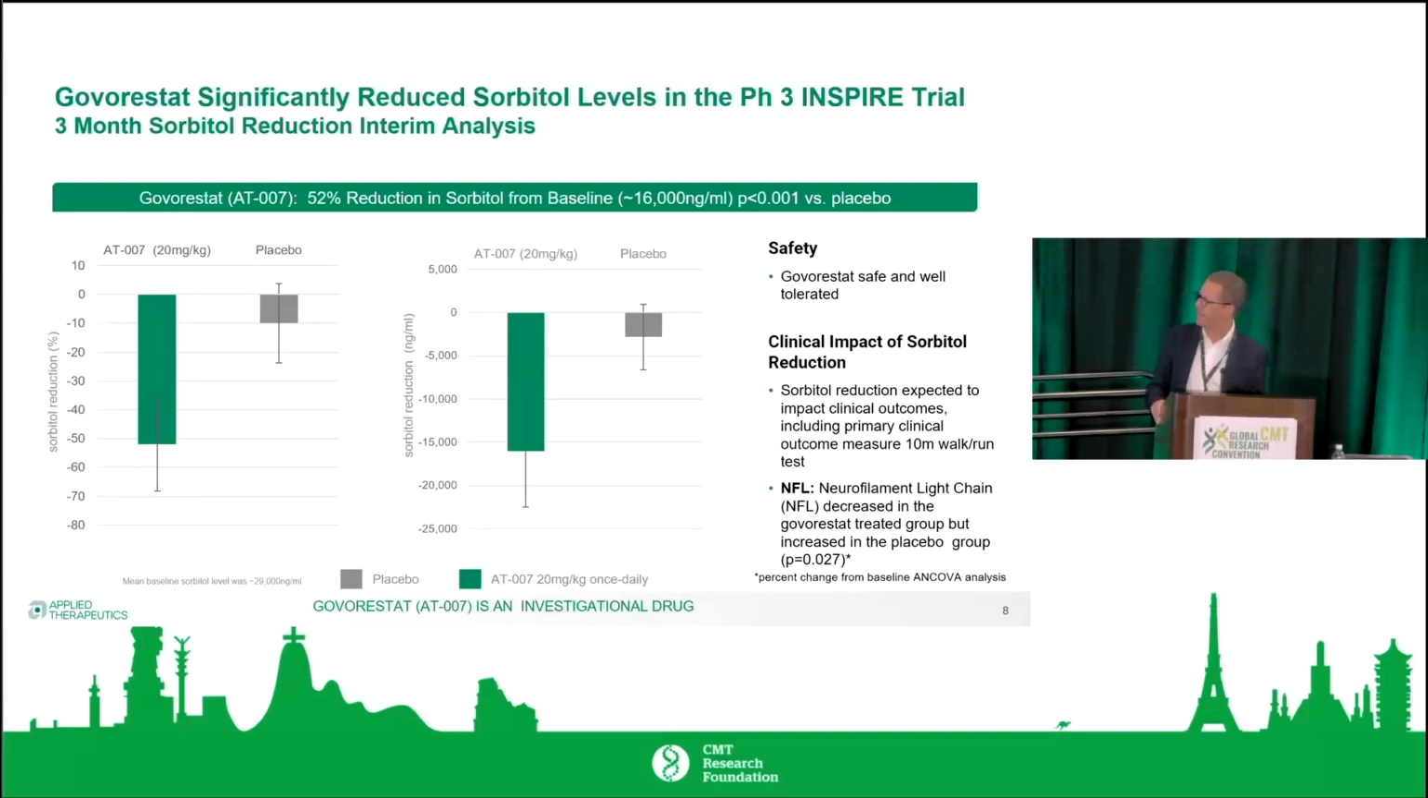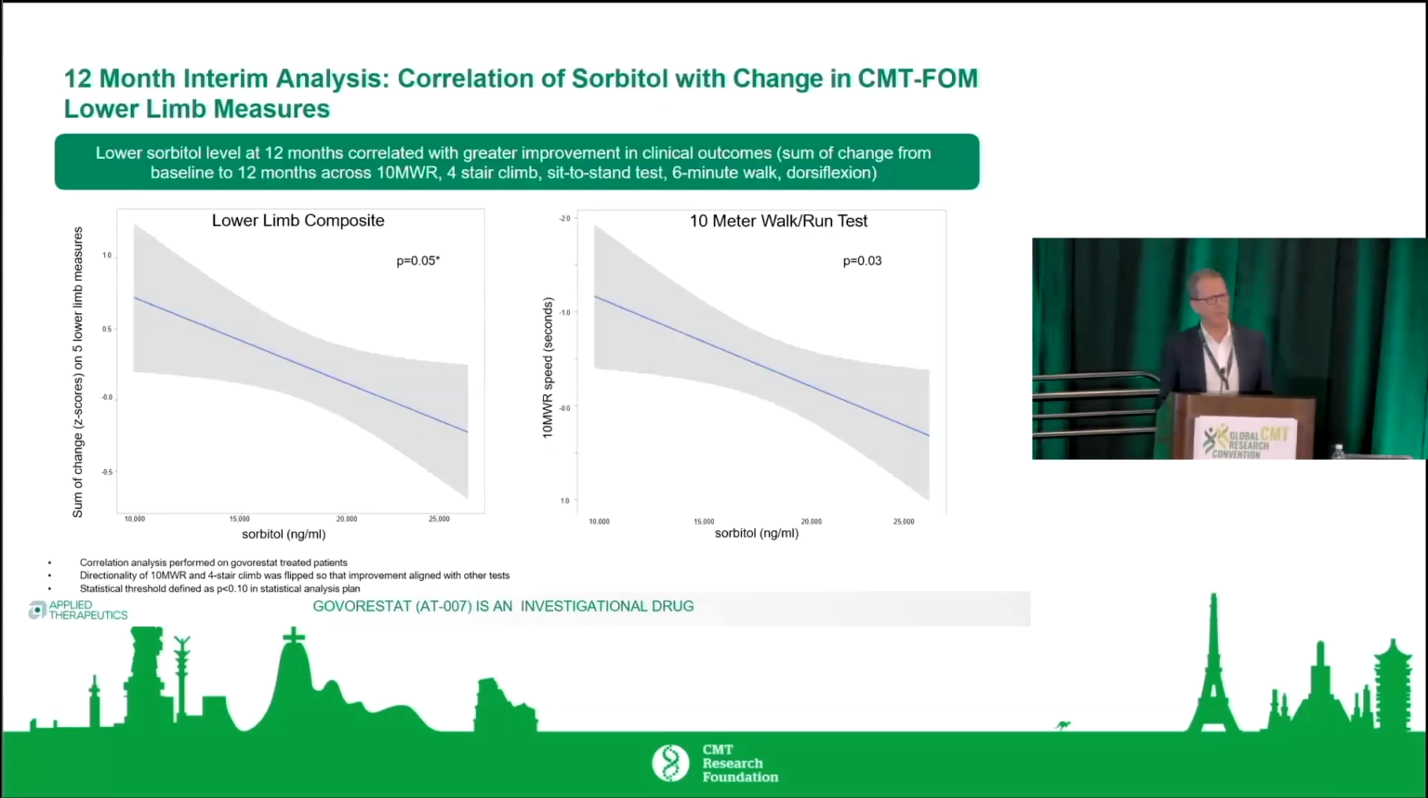As predicted, patients exposed to active treatment had a large reduction in their sorbitol level. The drug was generally safe and well tolerated, and there were also changes in NFL. They were very promising. At month 12, we conducted an interim analysis where we analyzed the relationship between a composite of the clinical endpoint of 3 components: 10-meter walk run, dorsiflexion, and 6 minutes walk. And we assess whether changes in the combined endpoint related to the level of sorbitol.